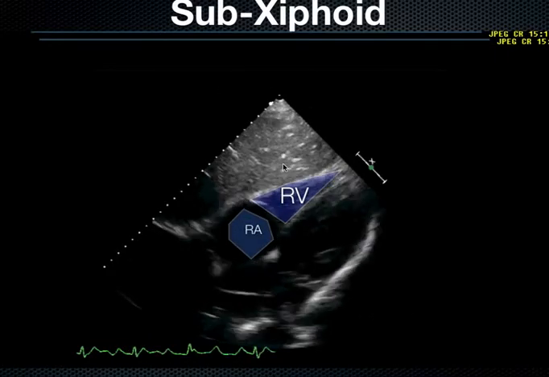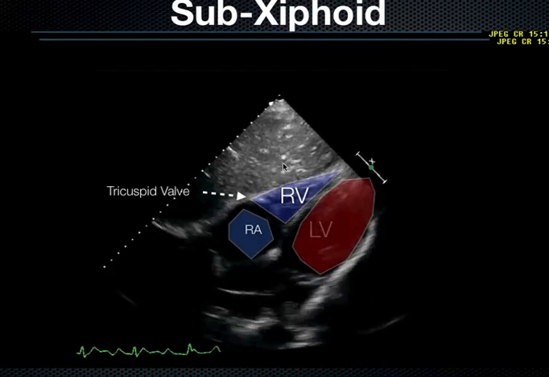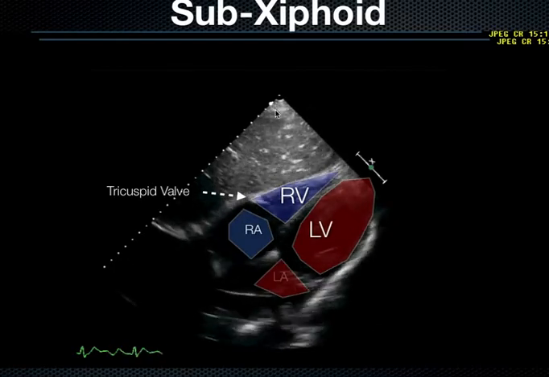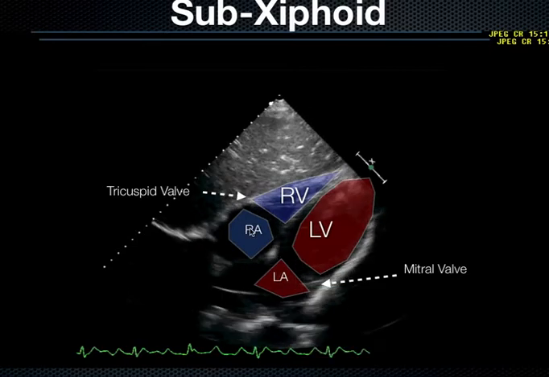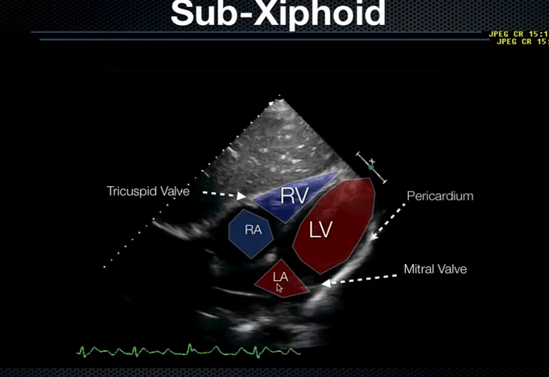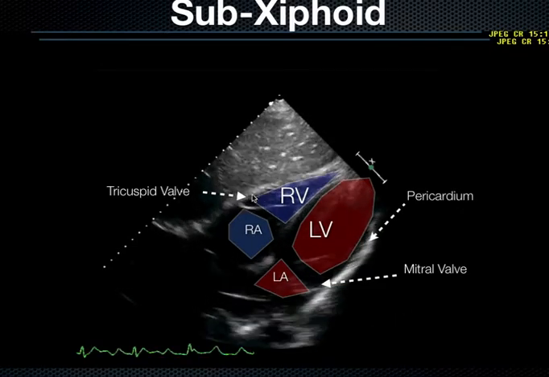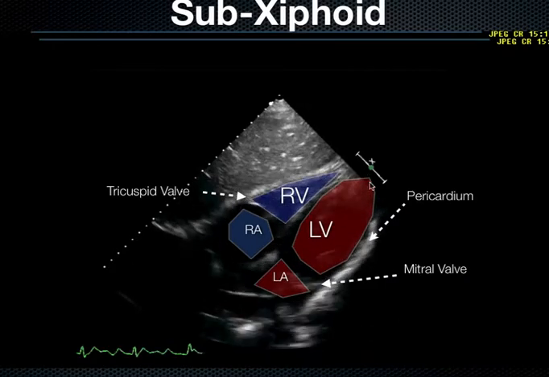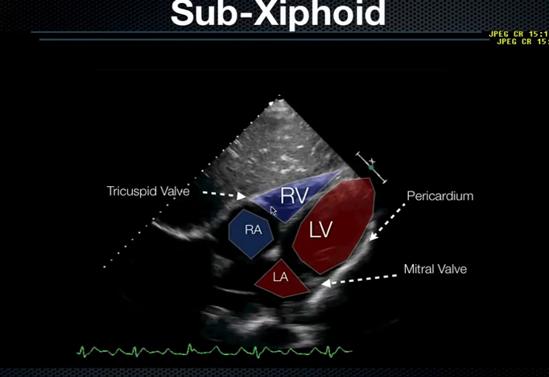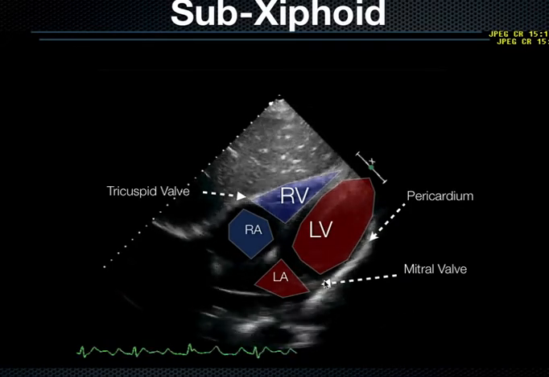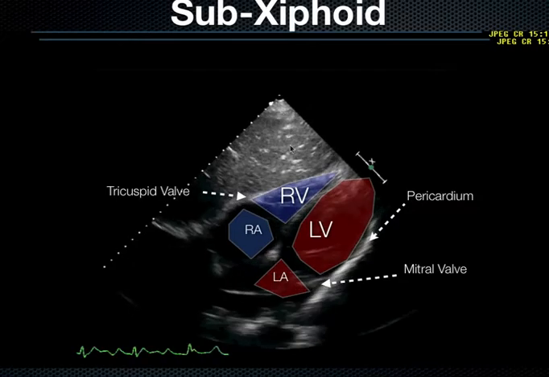And what you see here is liver on the top of the screen, because that's what you're using. That's your acoustic window. You're throwing the sound through the liver to first see the right ventricle and the right atrium, and then see the left ventricle and the left atrium. This is the anterior pericardium over here, and then the posterior pericardium is down here. And maybe there's a little mitral valve here and tricuspid valve here. But really, this is the best view in order to see two things.